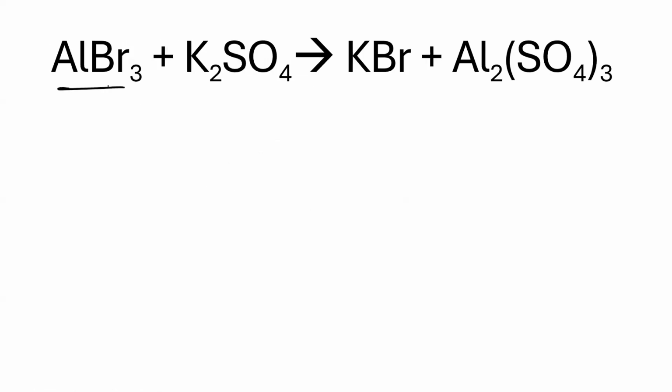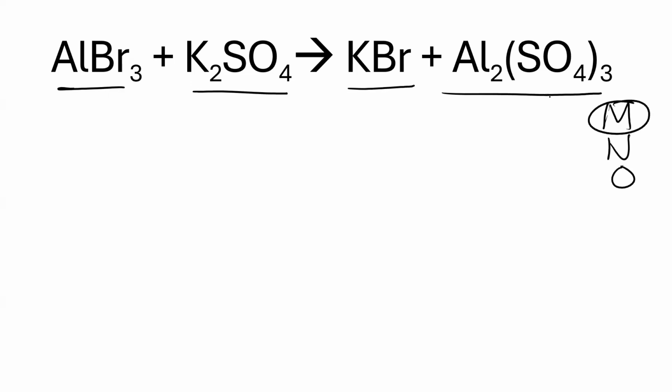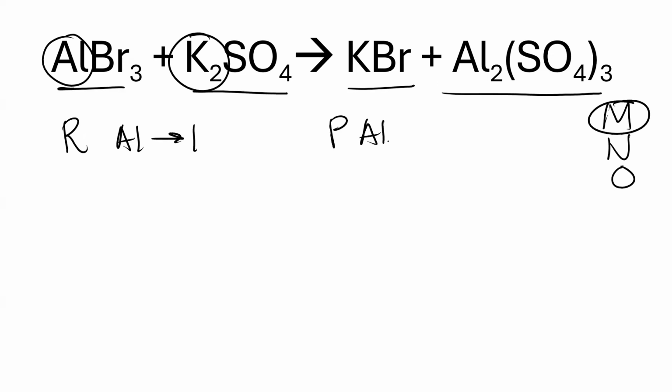So you have aluminum bromide reacting with potassium sulfate to form potassium bromide and aluminum sulfate. So again, using the MNO technique, we identify the metals first. We have 2 metals here: aluminum and potassium. For our reactant side, our aluminum, we have 1. And for the product side, our aluminum is 2. So we need to multiply 2 to our aluminum on the reactant side to balance it out. So that balances our aluminum.